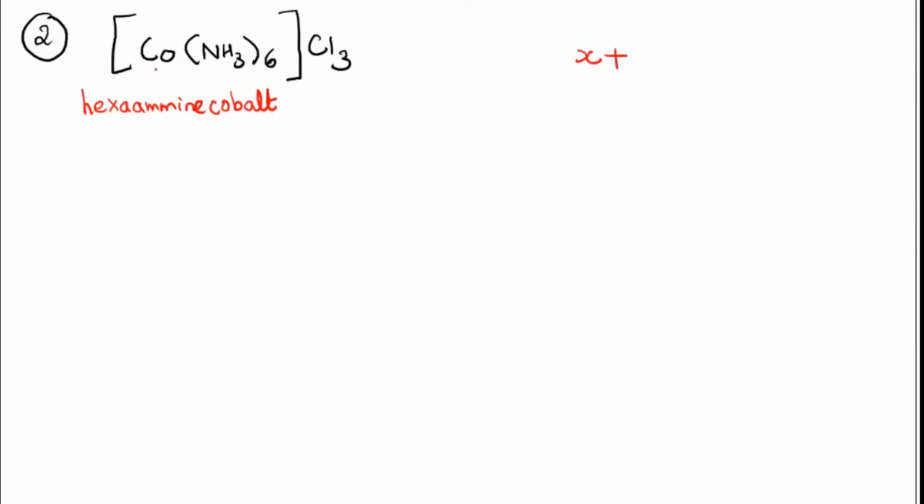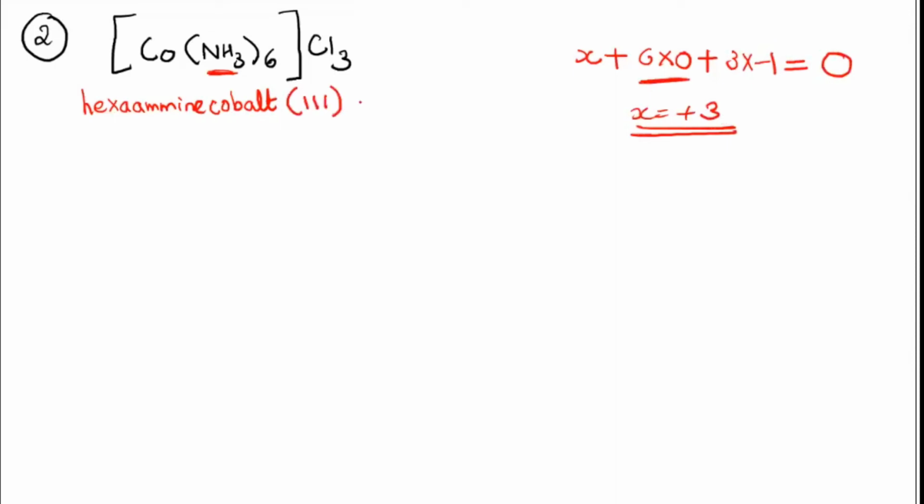X plus, now here the neutral ligand, amine is a neutral ligand, so 6 into 0, okay, plus I am having 3 chloride attached, so that means 3 into minus 1. The whole charge should be 0 because it's a neutral salt. So then this will become 0, so X is equal to plus 3. So that means cobalt is in plus 3 oxidation state. So I can write here 3, okay. And then after that, next one, which ion do we have here? Cl. So your name should be chloride, okay, the name of the ion.